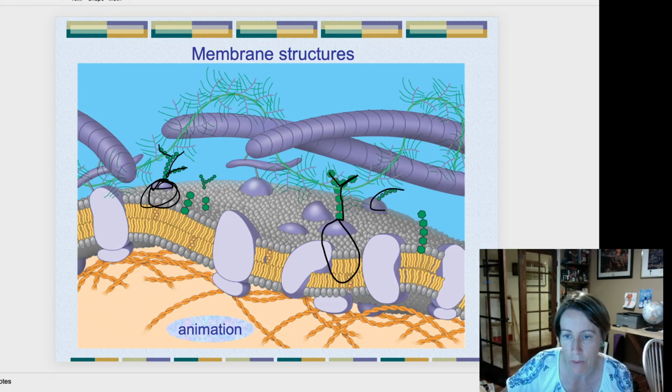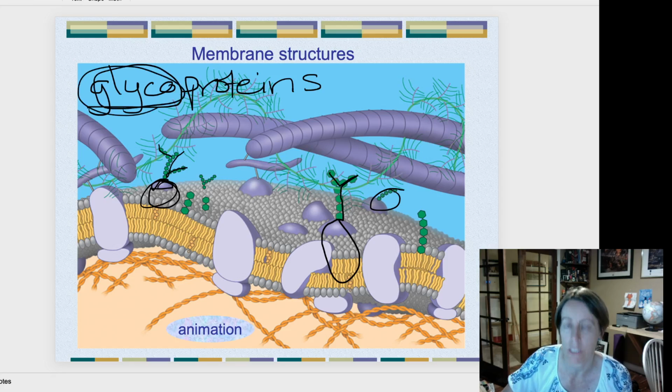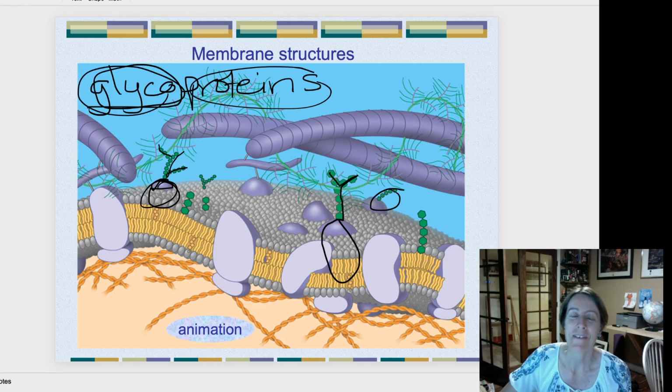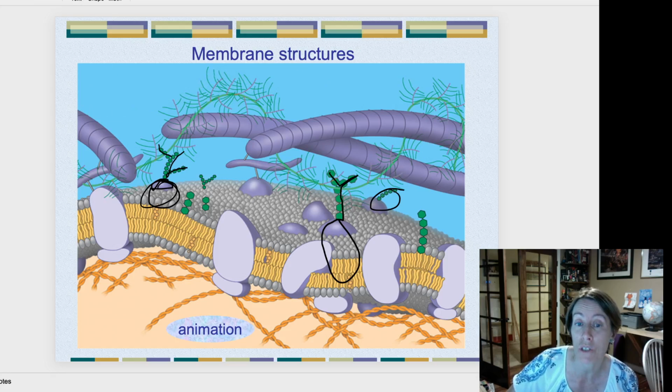There's one more back here. These are called glycoproteins. As you break this word down, glyco has to do with sugar, and protein has to do with protein. So this molecule is a sugar protein. There's no such thing as a sugar protein, really. I mean, proteins are one kind of molecule and sugars are another kind of molecule. But what we're saying here is that this molecule is a hybrid of the two kinds of molecules glued together.